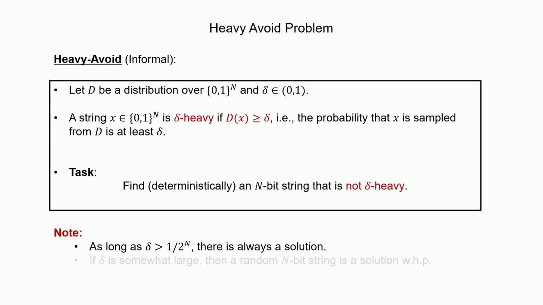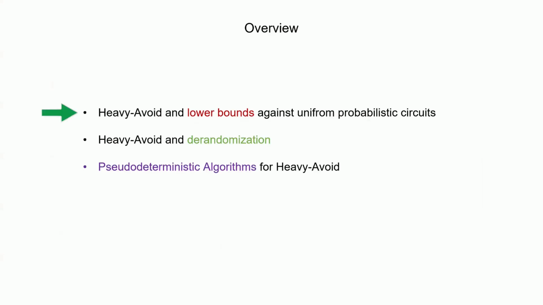First, note that as long as delta is greater than 1 over 2 to the n, there's always a solution to this problem, because the number of delta heavy strings is at most 1 over delta, which is less than 2 to the n. Also, if delta is somewhat large, then a random n-bit string is a solution with high probability. Therefore, heavy avoid can be easily solved using randomness. Here, we are interested in solving this problem deterministically. As mentioned earlier, we explore the connections between heavy avoid, lower bounds, and de-randomization. We also consider unconditional algorithms for solving heavy avoid.